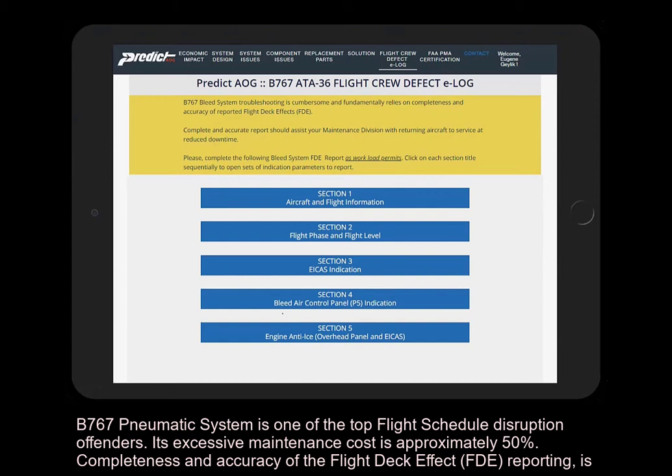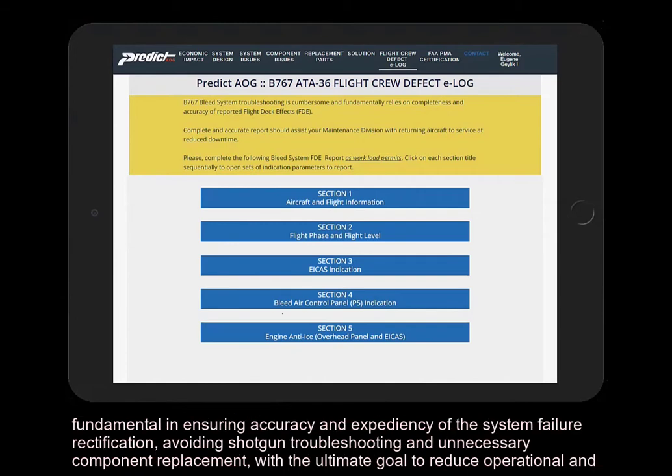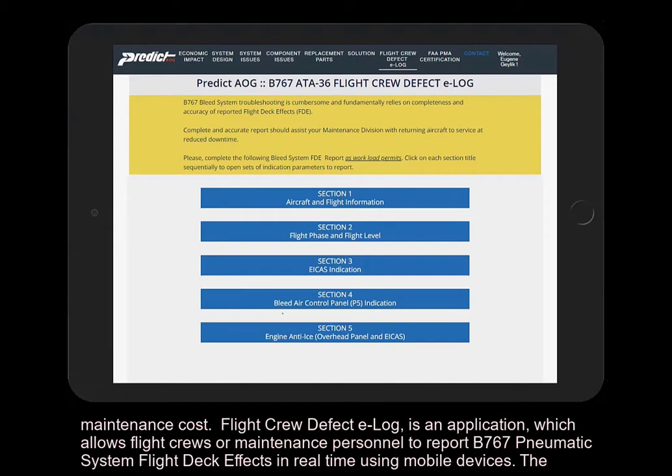Boeing 767 pneumatic system is one of the top flight schedule disruption offenders. Its excessive maintenance cost is approximately 50%. Completeness and accuracy of the flight deck effect reporting is fundamental in ensuring accuracy and expediency of the system failure rectification, avoiding shotgun troubleshooting and unnecessary component replacement, with the ultimate goal to reduce operational and maintenance cost.